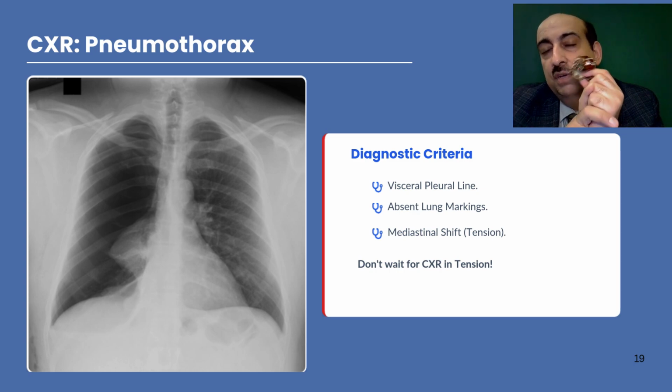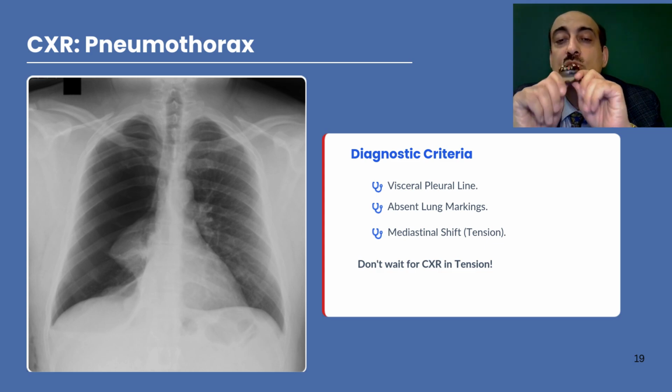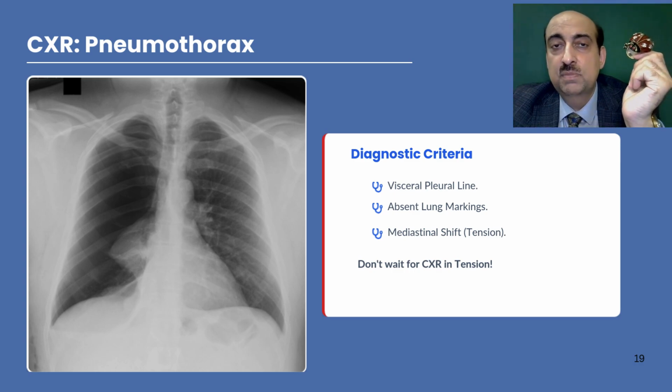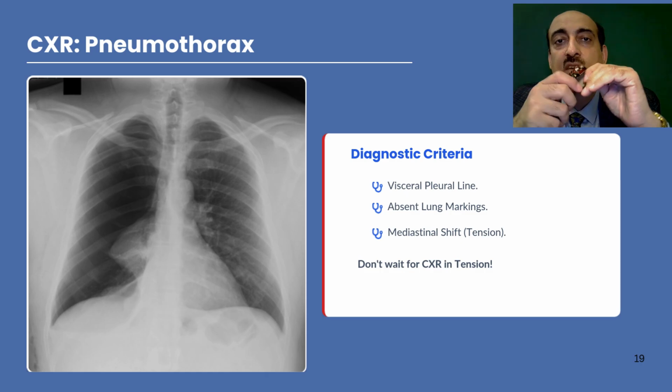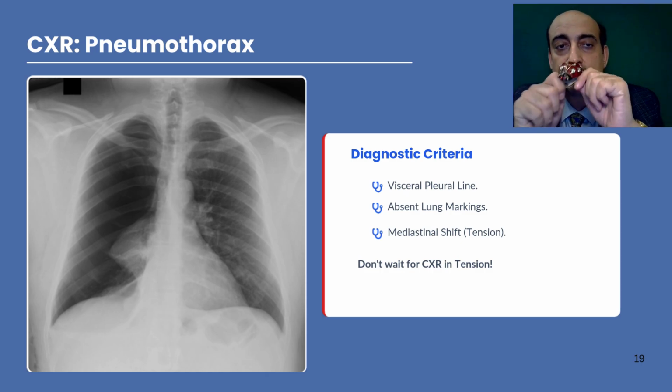What's the learning point? If you're suspecting a tension pneumothorax, we discussed in our module 2 and also module 3, please do not wait for a chest X-ray if it's a tension pneumothorax. Time is of essence, and hence draining in the mid-clavicular line, second intercostal space is literally life-saving. So that's about chest X-ray in pneumothorax.